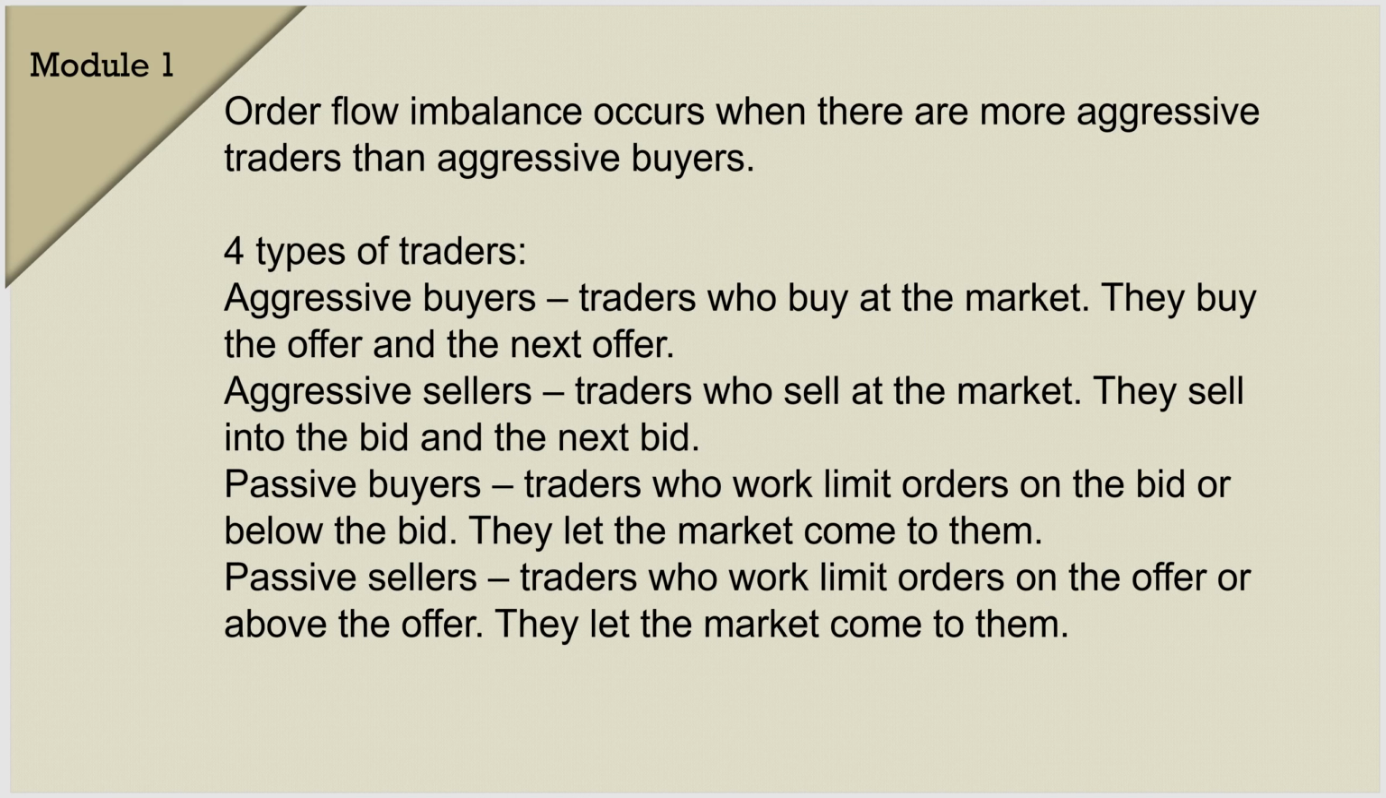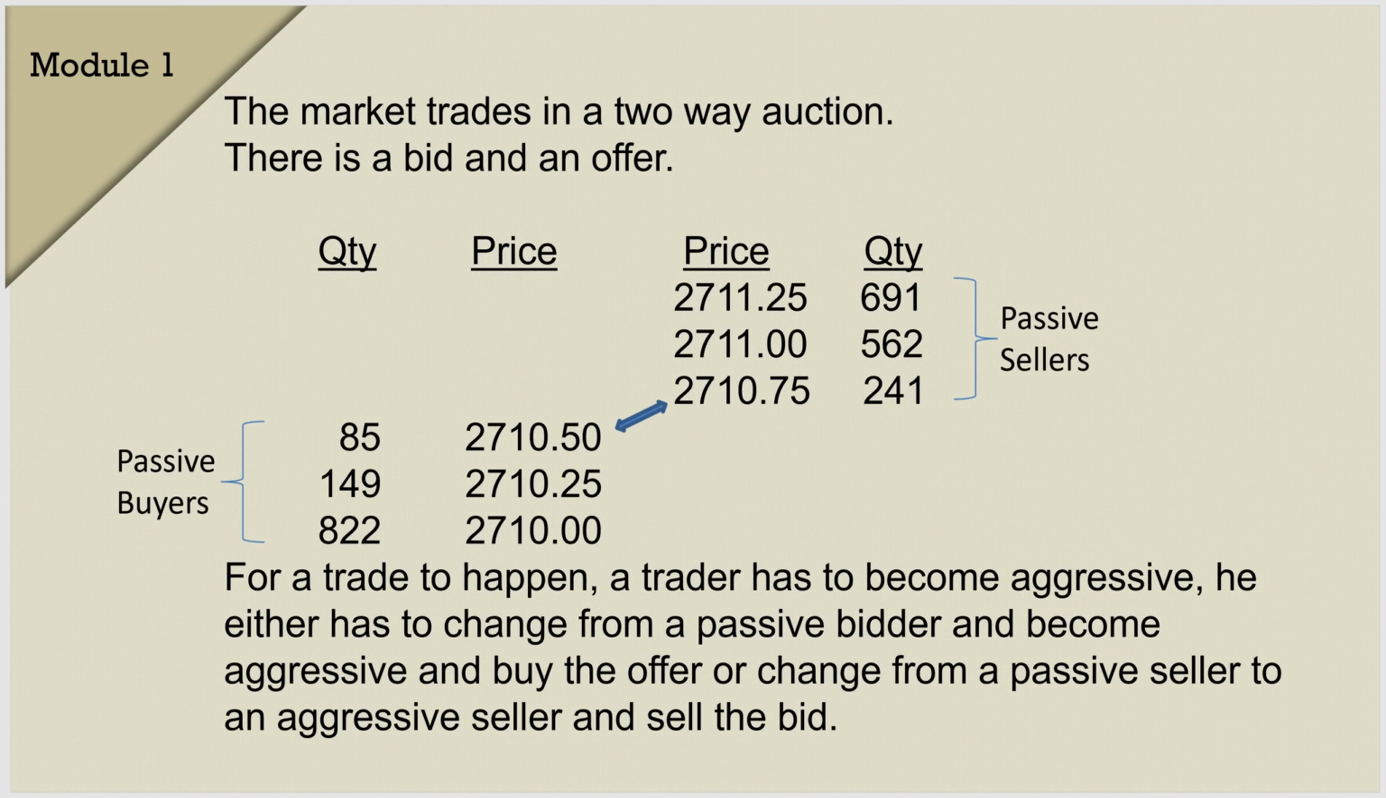And passive buyers are the opposite. They're the people that are going to sit there and let the market come to them. They work limit orders on the bid. They work them below the bid. If they get filled, they get filled. If they don't get filled, it's not the end of the world. Later they'll readjust their position, and the next day come in with a different level to buy at. So once you understand that, then you're on your way to becoming a better trader.